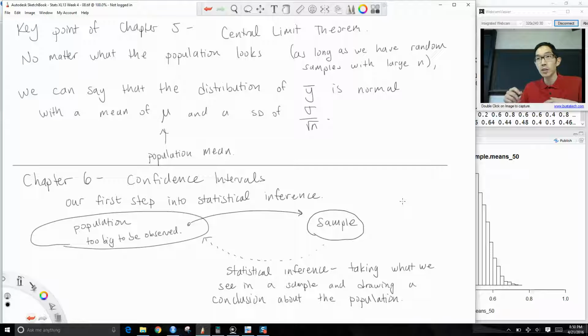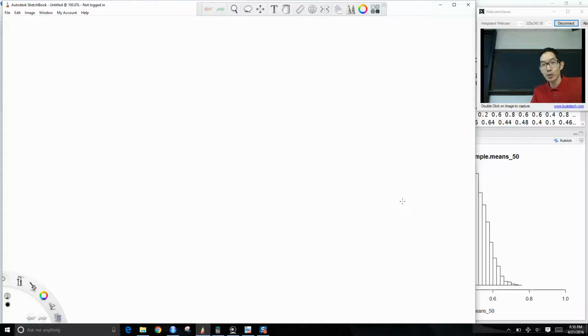The idea behind a confidence interval is basically this. In chapter 5, when we were creating these sampling distributions through simulations on the computer, we had the luxury of an artificial population that we could directly look into. But most of the time, we don't know the population. In reality, we almost never know what the mean of the population is.